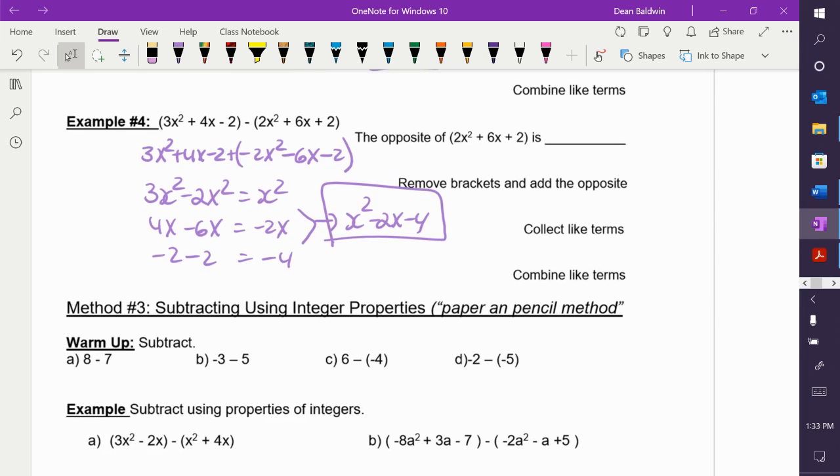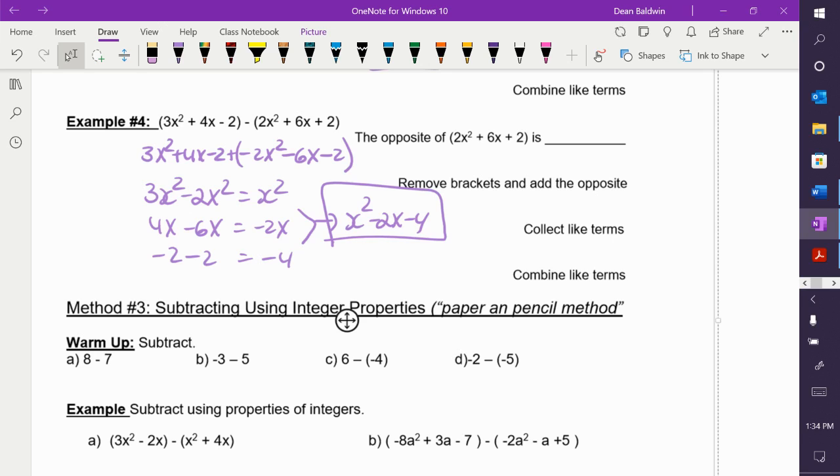Is that okay? Oh, I'm showing you. Boom. X squared minus 2x minus 4. Is that what we got? Okay, you didn't even do it. Yes, I did. All right.